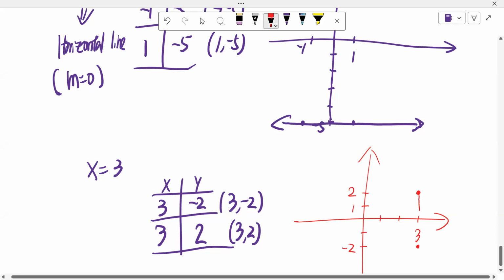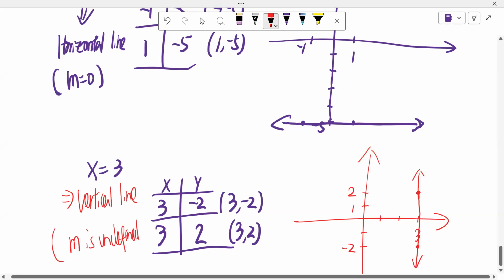Now you connect those two points, extend it in both directions, and you get this vertical line. This is vertical line. And for all vertical lines, slope is undefined. There's no horizontal change, right? That's why it's going to be vertical change over 0, delta y over 0, and it's always undefined.